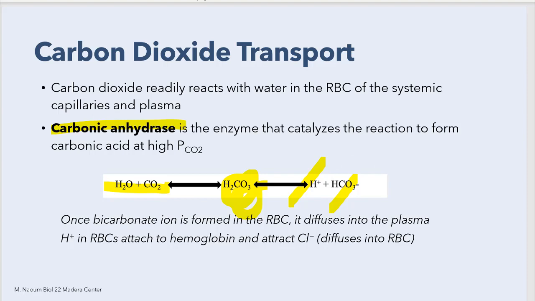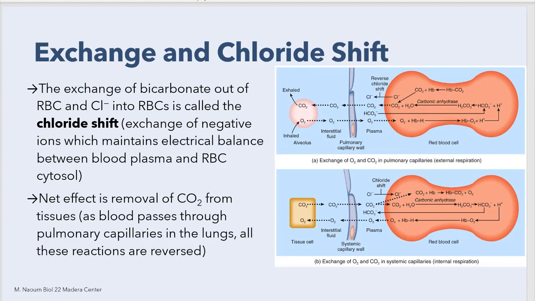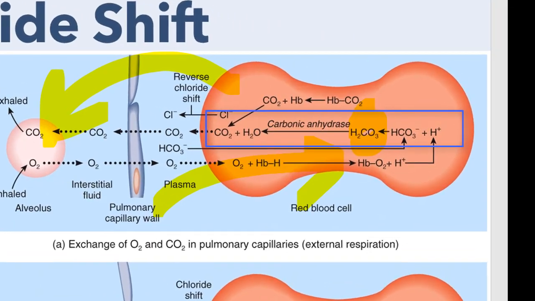Even though carbon dioxide is transported as bicarbonate, when it reaches the lungs, it needs to be converted back to carbon dioxide so it can diffuse out of the capillaries into the alveolus, and then eventually we exhale it out. So in order to do that, bicarbonate will diffuse into the red blood cell and will combine with H+ and go back to carbonic acid. From carbonic acid, it will dissociate into carbon dioxide and water, and then carbon dioxide will leave the red blood cell and diffuse out of the capillary into the alveolus.